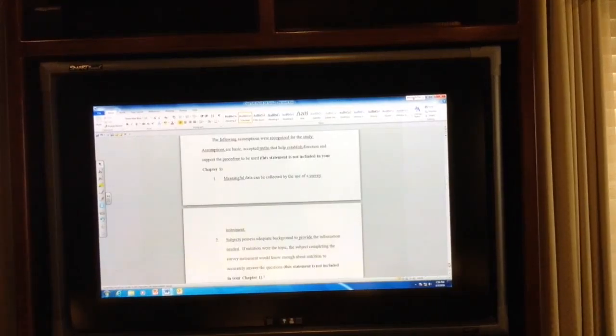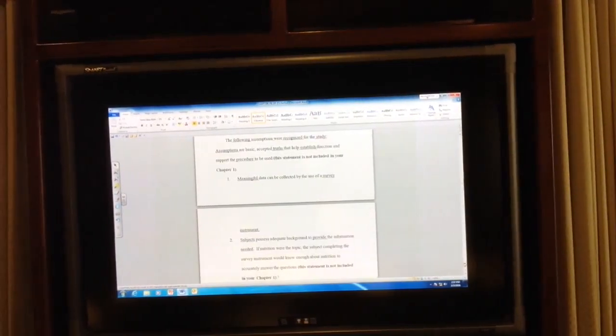For example, an assumption is that your subjects, that is the people that are participating in your study, possess adequate background to provide the information needed. And so, for example, if nutrition were the topic, the subject completing the survey instrument would have to know enough about nutrition to accurately answer the question.